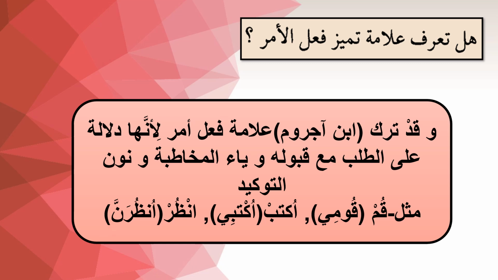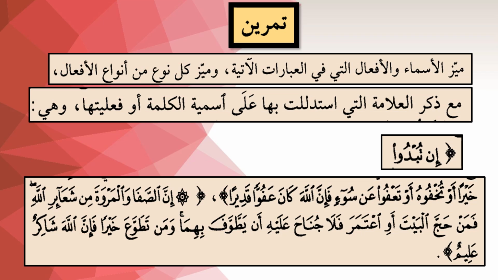Now let's see the next question. Let's do the tamreen here, and this is the question. Mayyiz asma, mayyiz means clarify the nouns and the verbs in all these phrases. Al-atiya, the following phrases. Mayyiz kullu naw'un min anwa al-fail means you have to mention all the fails with the type of fail it has come as. ما ذكر العلامة التي استدلت بها على اسمية الكلمة أو فعلها.